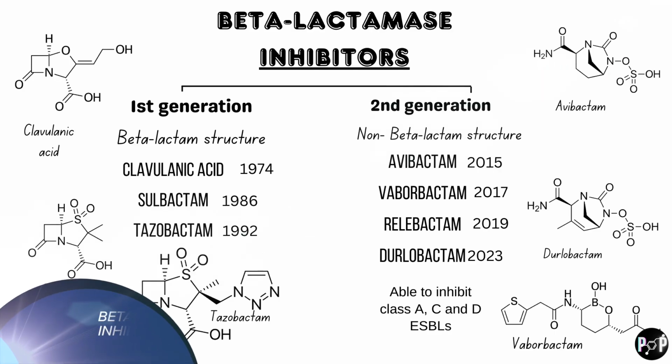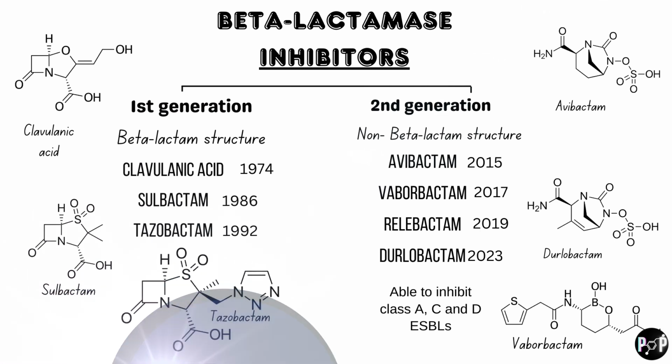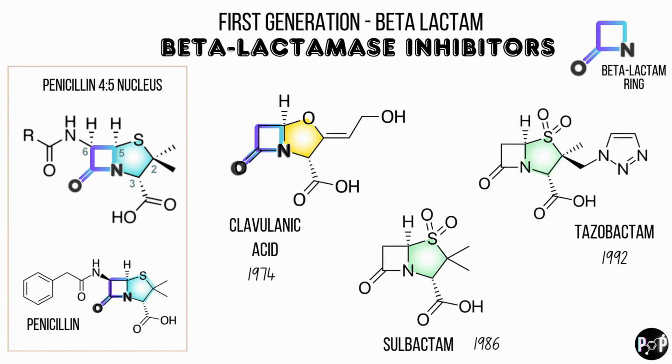I wanted to touch on the first generation beta-lactamase inhibitors before going on, and these came out after the golden era started dying down, and scientists were looking for alternative strategies to tackle antibiotic resistance. Clavulanic acid was the first one and came out in 1974. Sulbactam came out a decade later, and the latest one, tazobactam, came out a decade after that.